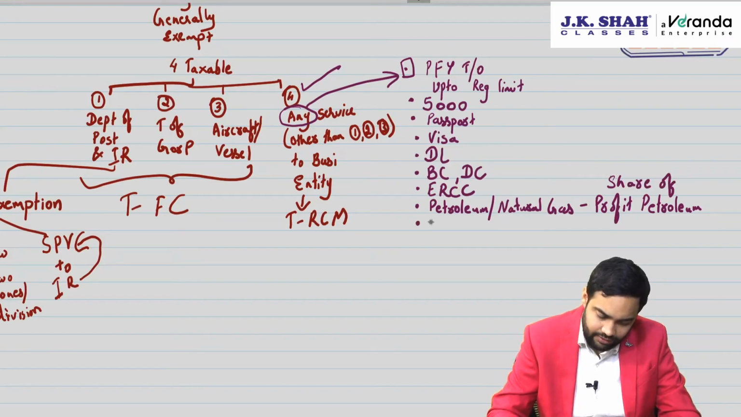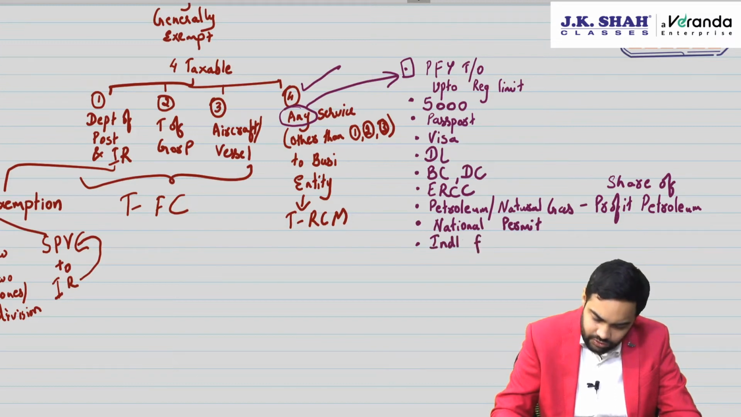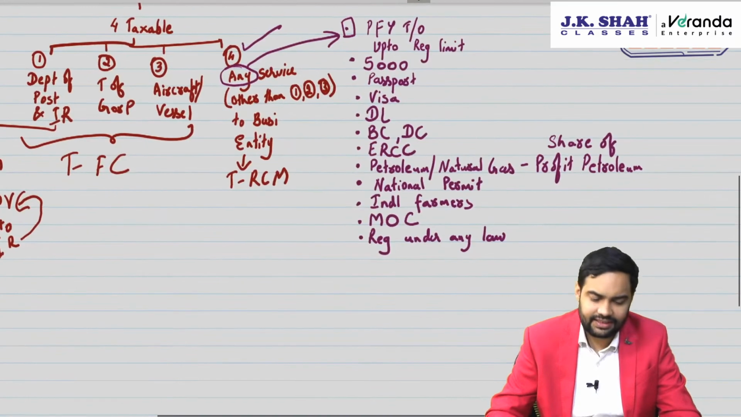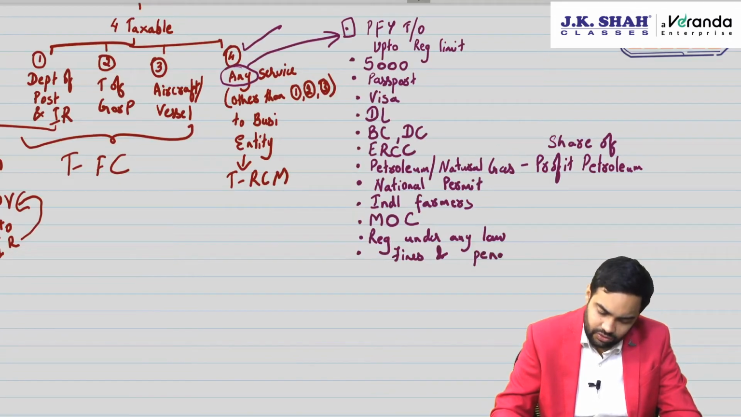Thereafter, you have national permit, then allocation of natural resources to individual farmers, then merchant overtime charges, then registration under any law, and testing, safety check, calibration carried out in labor laws. Fines and penalties are anyways not liable, because there is no supply at all.